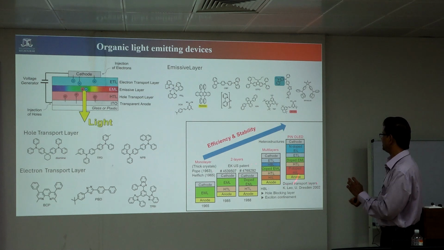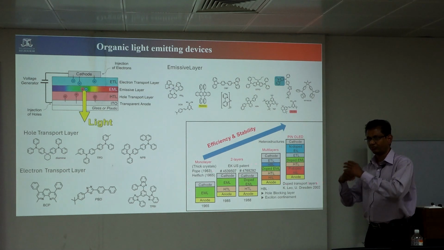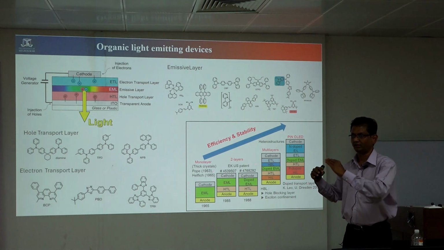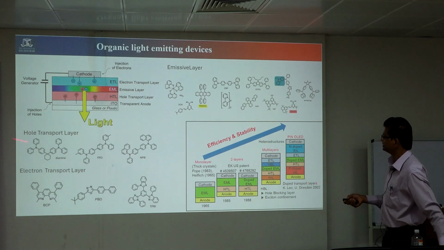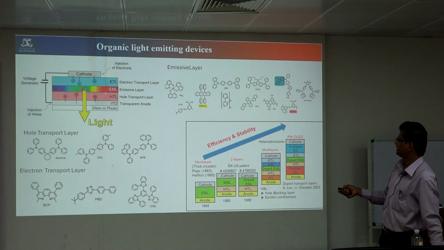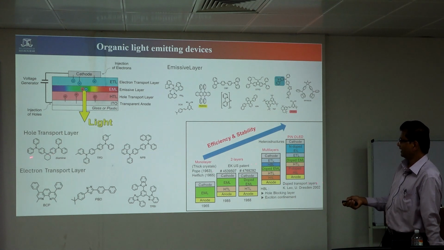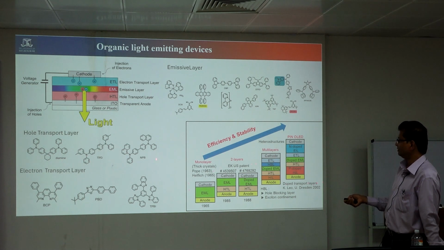We are also going to see many more layers, because of fine-tuning the efficiency of this cell. We can use some blocking layers. I will come to that, what a blocking layer is. So you see the very basic one: 1, 2, 3, 4, 5. And these are all the layers, starting with the hole transport layer. There is a variety of materials, diamine, TPD, NPB.